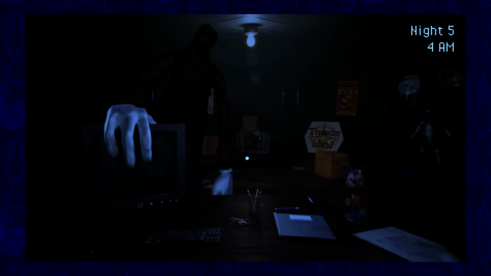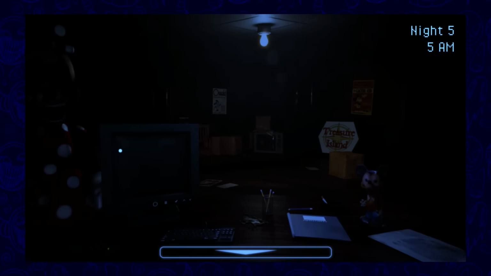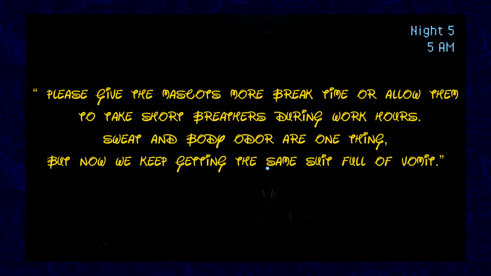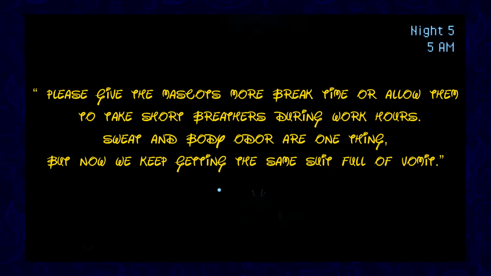And as well as this, there's also something else this story explains, but not in the way that I've seen many people say it does. That being the yellow blood. See, earlier in the story, there is a suggestion card from one of Mowgli's Palace's employees which says, "Please give the mascots more break time or allow them to take short breathers during work hours. Sweat and body odor are one thing, but now we keep getting the same suit full of vomit."